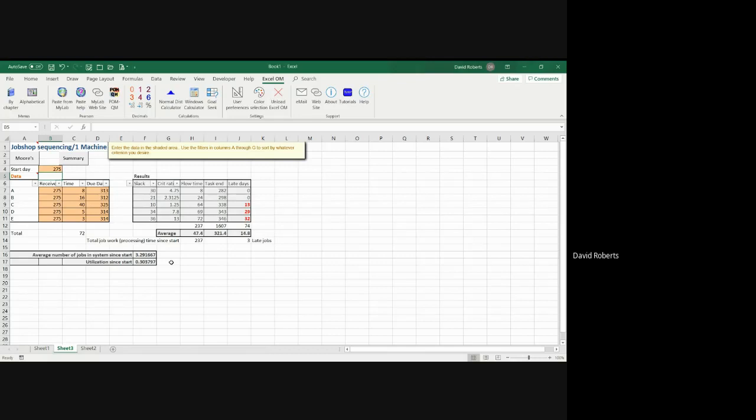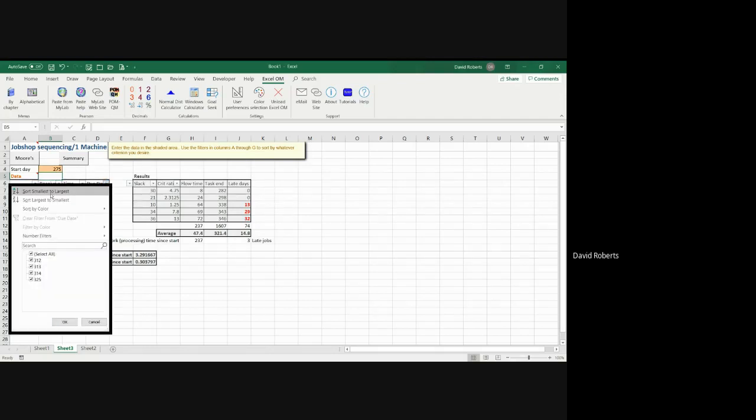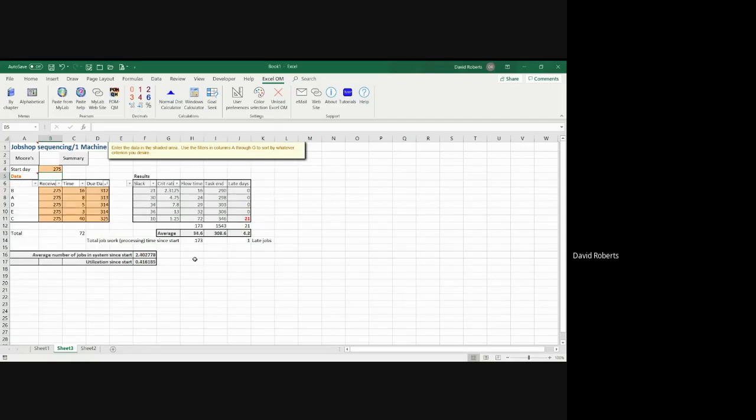So what if we were to sequence them in a different way? If we go to the earliest due date, we select the due date column and we sort it from smallest to largest, the soonest to the latest. You can see the numbers change. The average flow time went way down. The amount of lateness went from 14.8 to 4.2. Average number of jobs in the system also went down, which is actually good. And the utilization rate went from just over 30% to just over 41%. So that would be doing it using earliest due date.